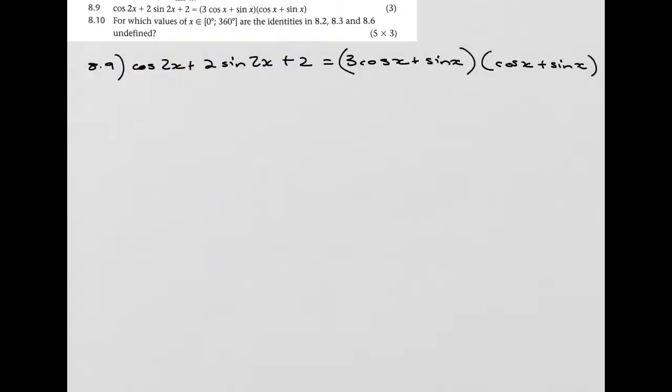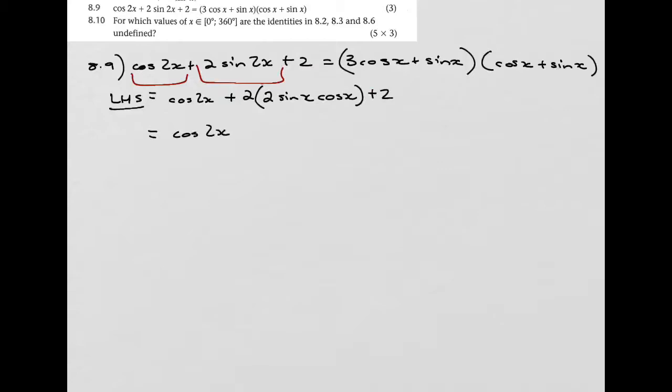Alright, so your left hand side, right hand side for 8.9. I'm going to go with my left hand side here simply because there's things I can do. I can work with the double angles. Even if it doesn't get me anywhere, then I can flip to the right hand side. So again, I'm not sure which cos double angle I want to change to, so let's just leave it. But for my sine double angle, I'm going to have it as 2 sine x cos x, and then plus this 2. So cos 2x plus, that's going to become 4 sine x cos x plus a 2.